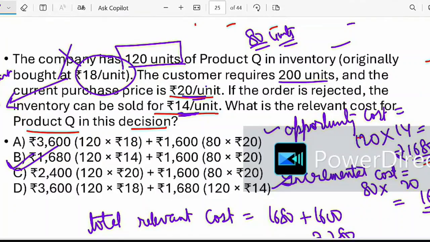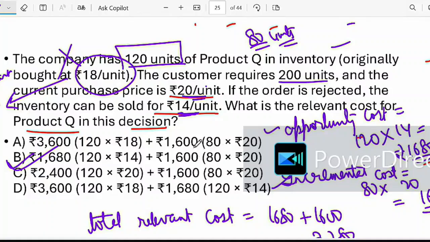Please tell me, is the concept clear? How do we decide the relevant cost? So which ones to take in relevant cost? Remember, do not take historical cost as relevant cost. We can take opportunity cost and incremental cost as the relevant cost, right? So that is the point.